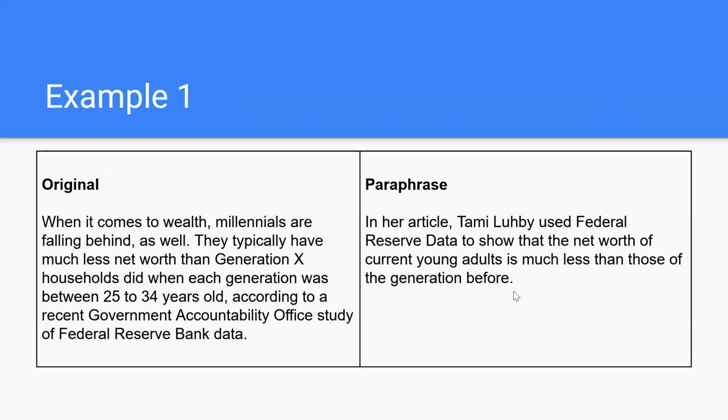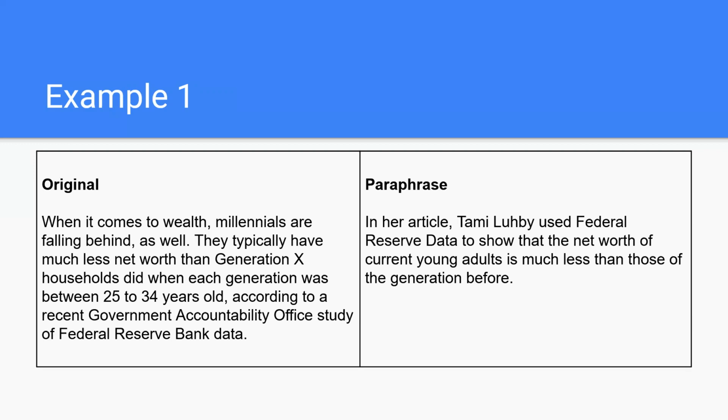Okay, so here's an example of a paraphrase. On the left side, you can see the original sentence from text 2, and on the right side, there's a paraphrase of this original sentence. Notice how in the paraphrase, they begin by introducing the author. And because they do that at the beginning, it's not necessary to put the author's last name in parentheses at the end of the sentence.